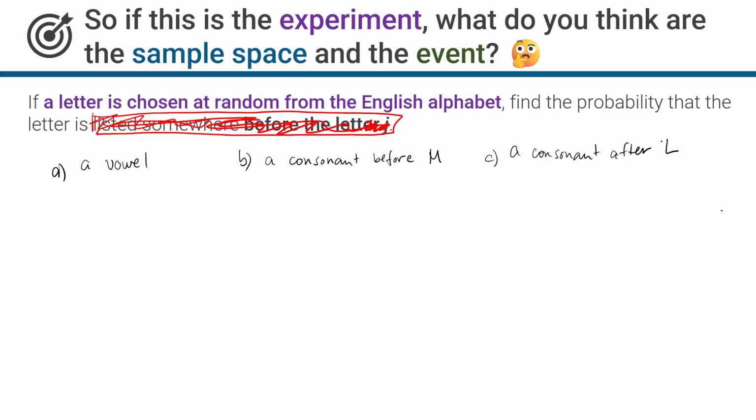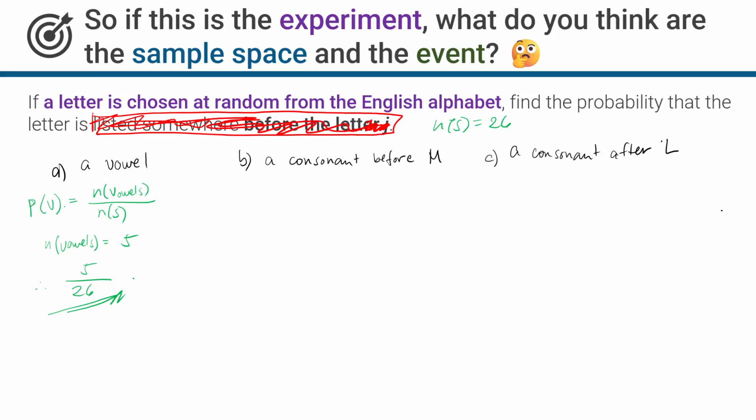Okay, so let's solve. For the first one, we have a vowel. The probability that there is a vowel is equal to the number of vowels over the sample space. We know that the sample space is equal to 26. How many vowels do we have? We have A, E, I, O, U. So we have 5. N vowels is equal to 5. Therefore, we have 5 over 26. So this is the probability of getting a vowel.